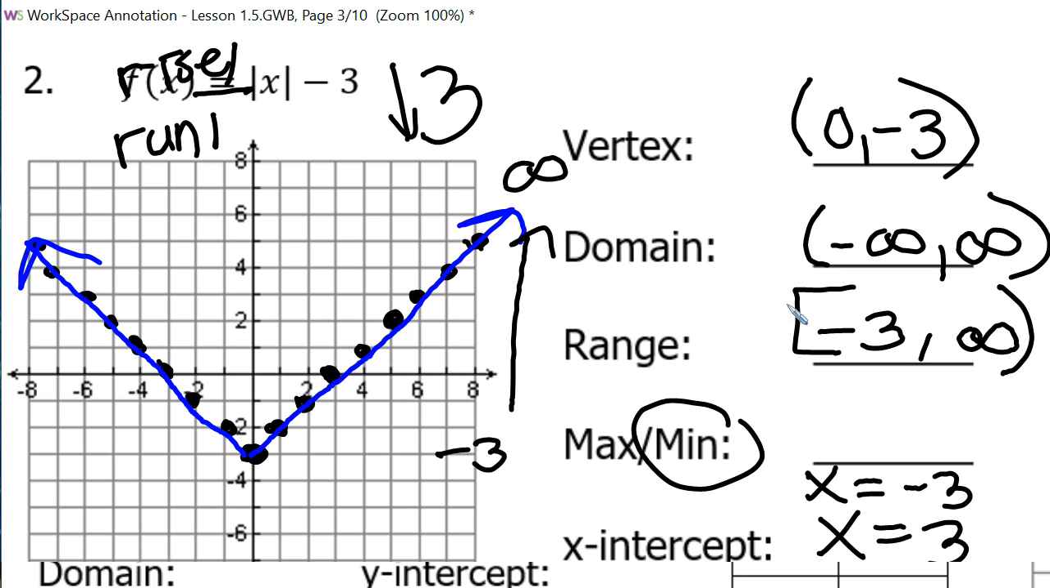Now the y-intercept, where does that V touch the y-axis? -3. -3 for the y-intercept. Is y equals -3. Questions on number 2? Next one, number 3.